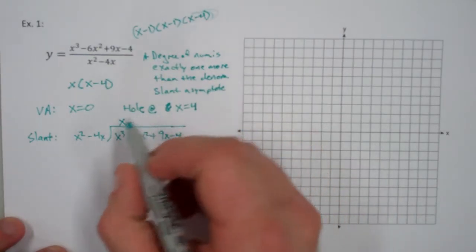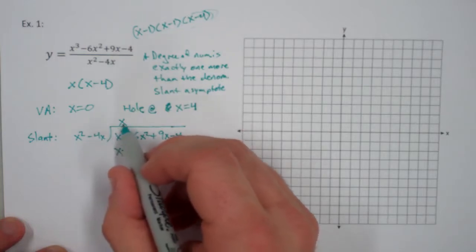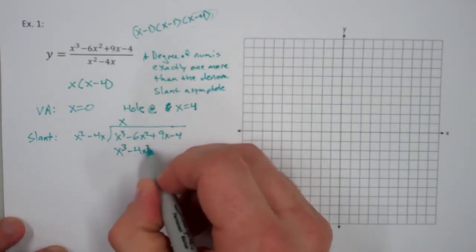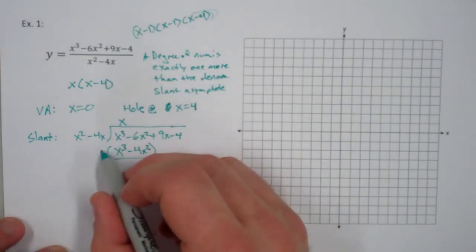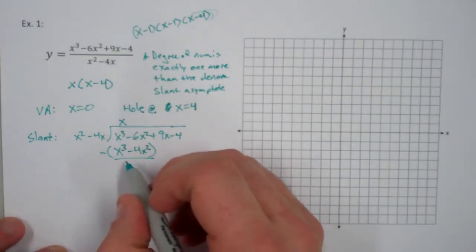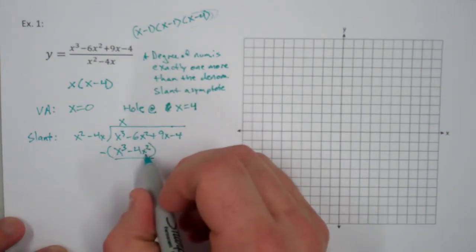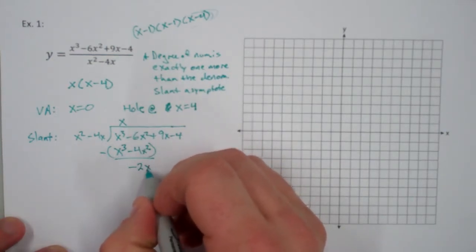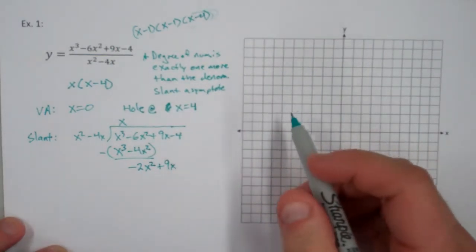And that's just x. So then we're going to multiply x times x to the third. Negative 4x times x, that's negative 4x squared. And we're going to subtract this whole thing here. So x to the third minus x to the third is 0, that's what we're hoping. And negative 6x squared minus negative 4x squared is negative 2x squared. We'll bring the next term down here, so that's a positive 9x.